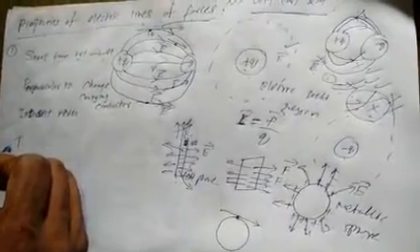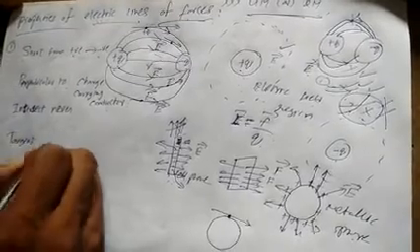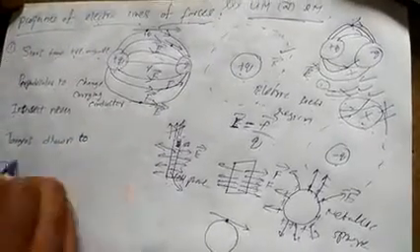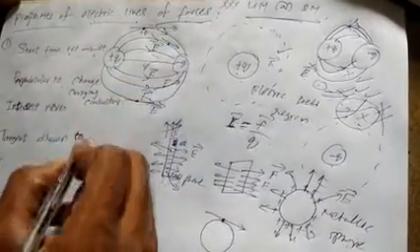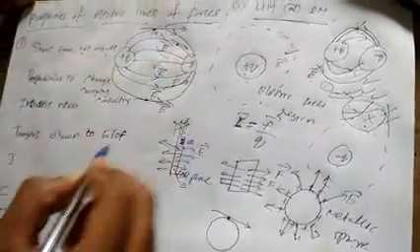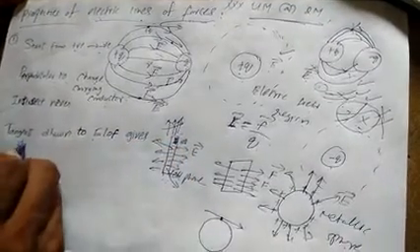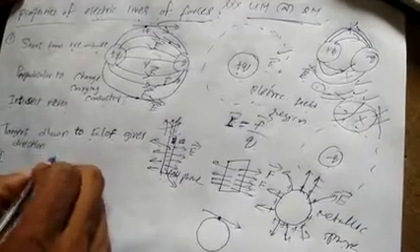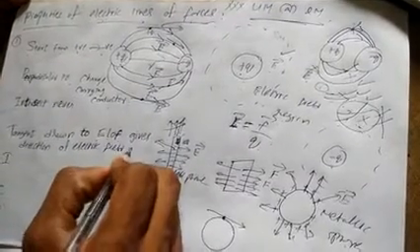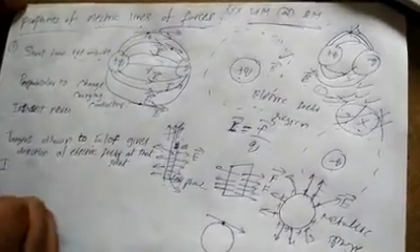That means a tangent drawn to the line of forces, meaning electric lines of forces, gives the direction of the electric field at that point. This is very, very important. Okay, right?